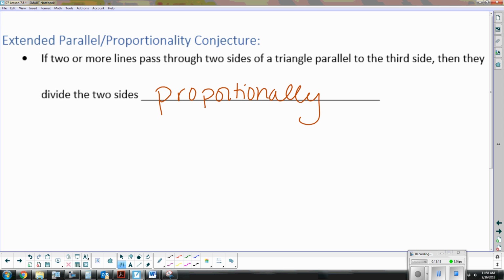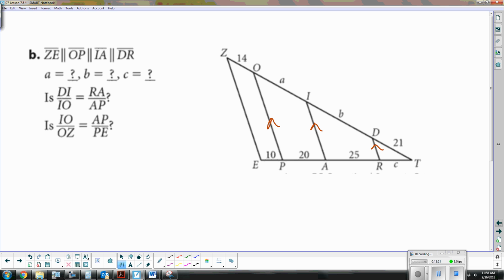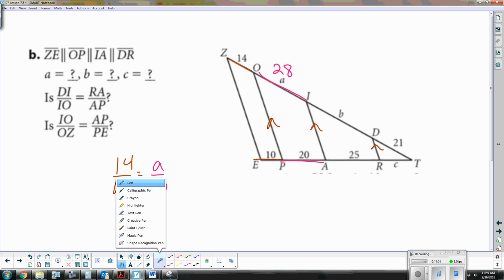So we can use this conjecture now to solve for this problem. A, B, and C. Well, we know that this ratio is going to be equivalent to this ratio. So let's set a proportion for that. And when we do, we get A equals 28. Now we can use that 28 plus 14 as one side, but we don't need to. We can keep using that ratio of 14 to 10.